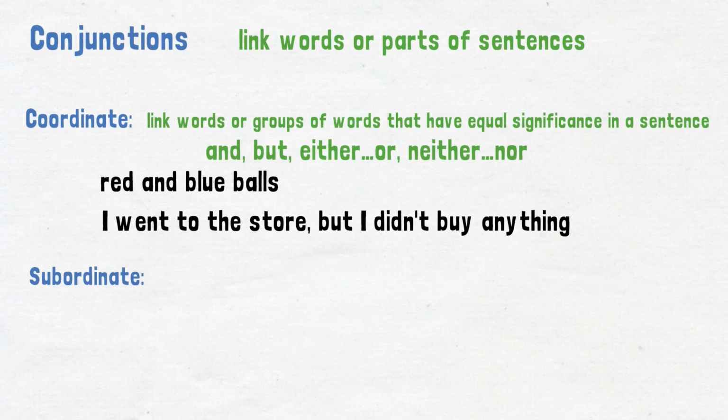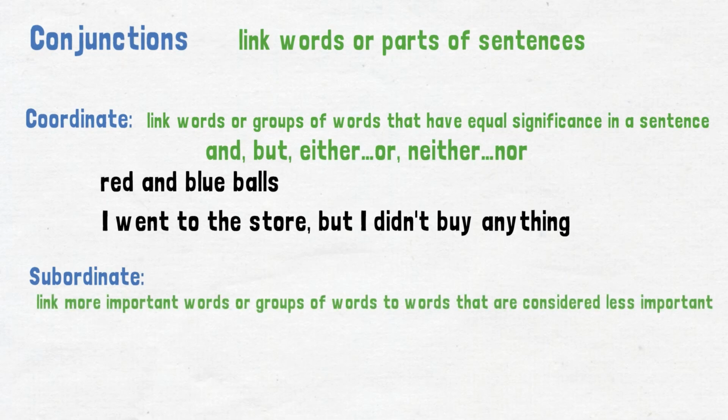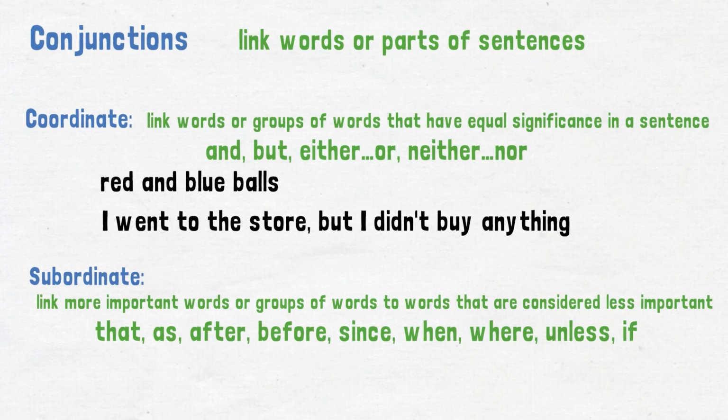In the second example, both parts of the sentence could stand on their own as complete sentences. Subordinate conjunctions link more important words or groups of words to words that are considered less important. The subordinate conjunctions are that, as, after, before, since, when, where, unless, and if.